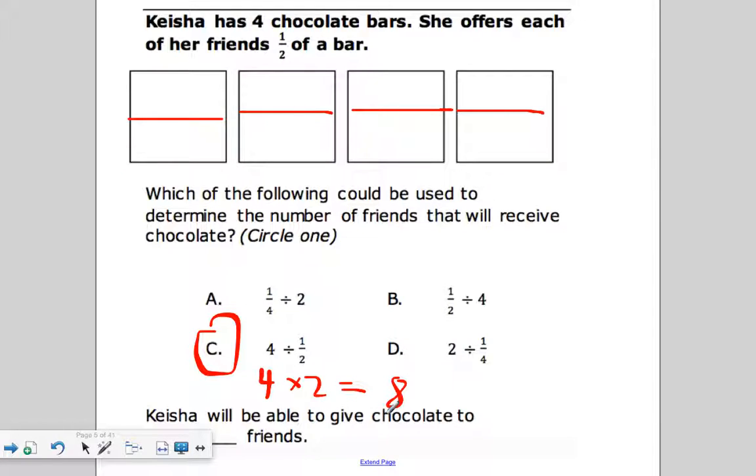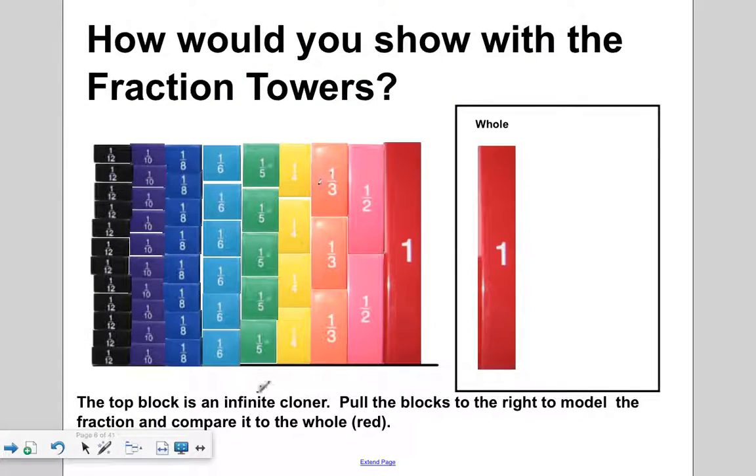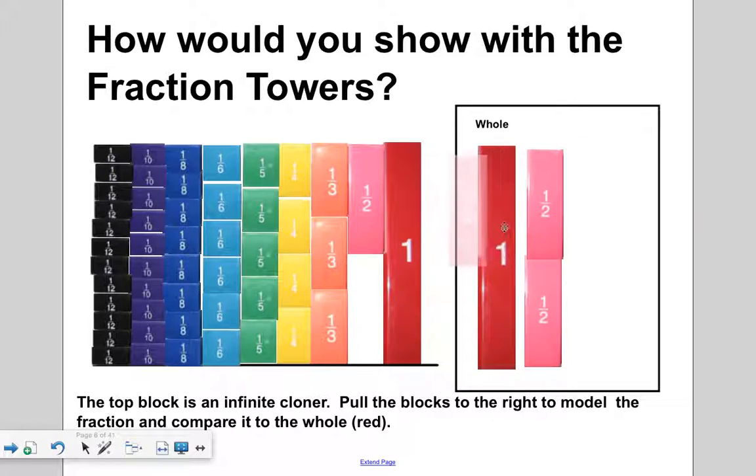How did I do that? Question, question, question. So at 4 bars, let's use these. I have 4 bars, and I divide them into halves.